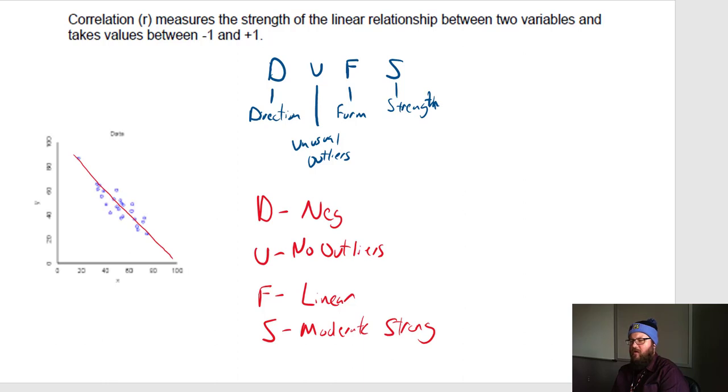For a strong correlation with this, let's say you had a positive slope, no outliers, and linear, but then you had some dots like this.